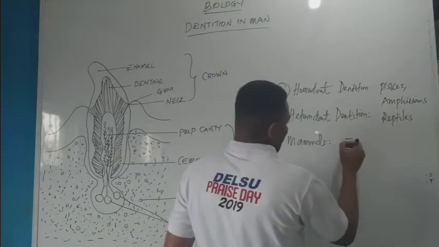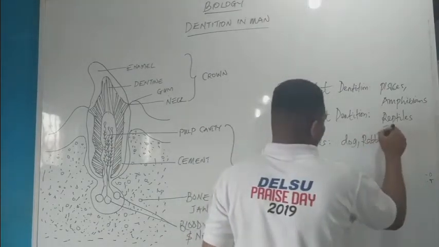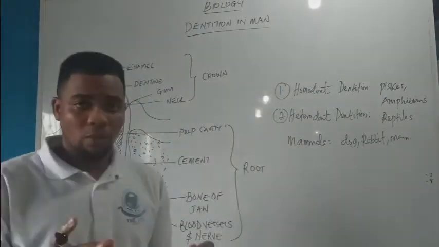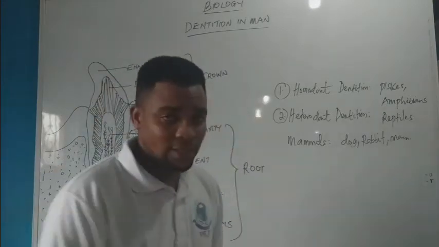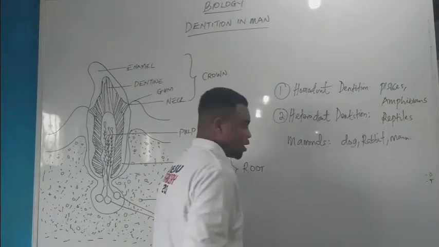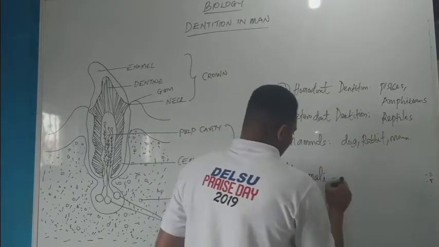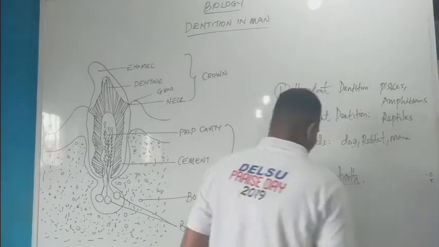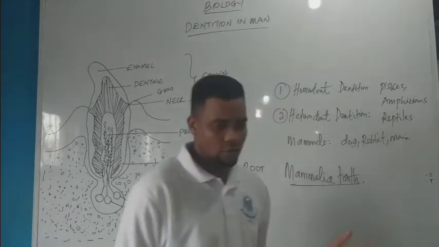Mammals such as dog, rabbit, man, many of them. Mammals mostly have heterodont dentition. Now, we're heading straight to the mammalian tooth.